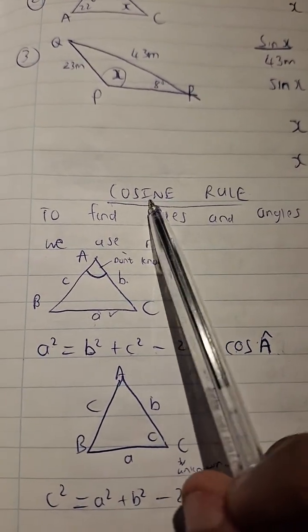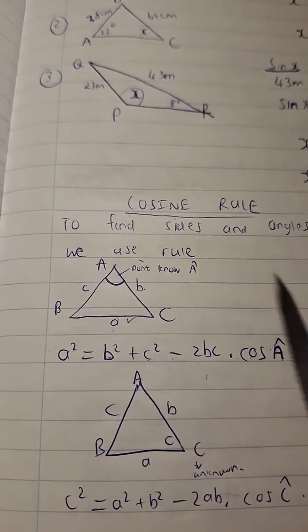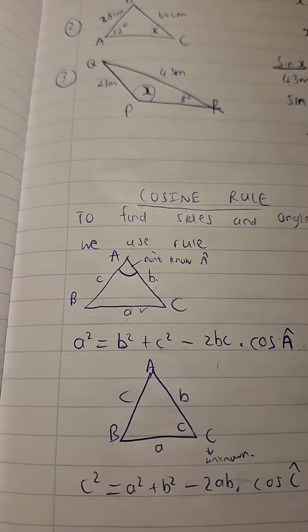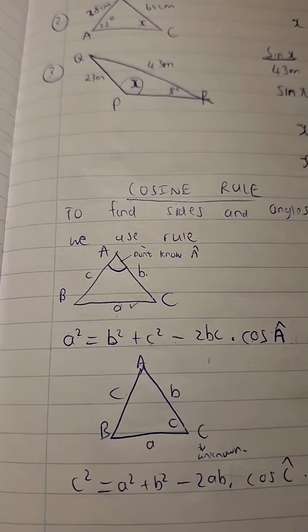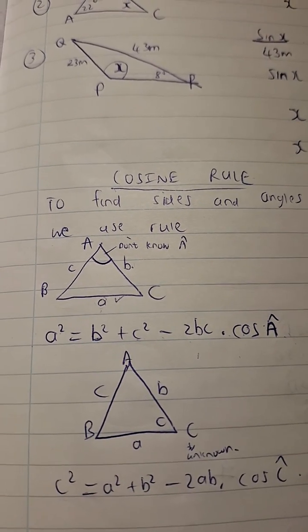So let's look at this one, cosine rule. The cosine rule is the third rule that we can utilize. You guys have seen me use the sine rule, you've seen me use the area rule, and I've told you the conditions that require the use of those rules.